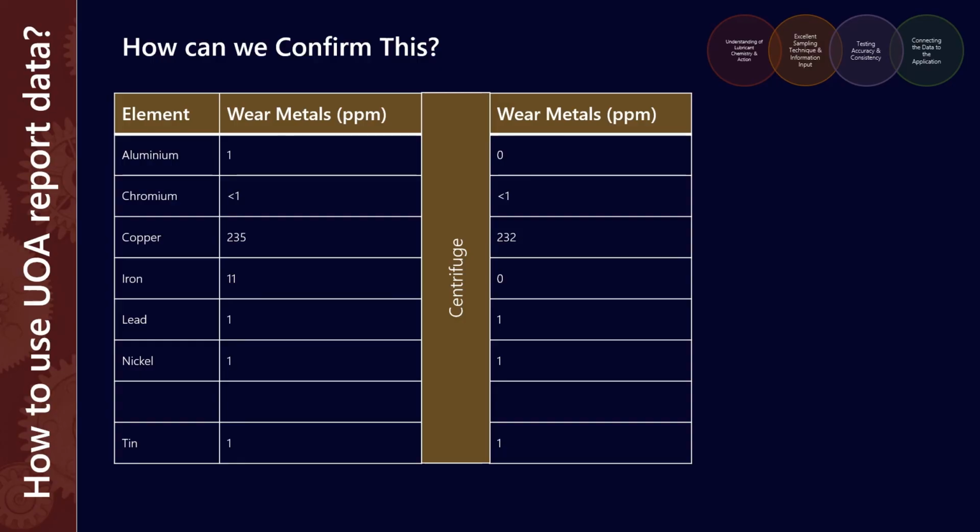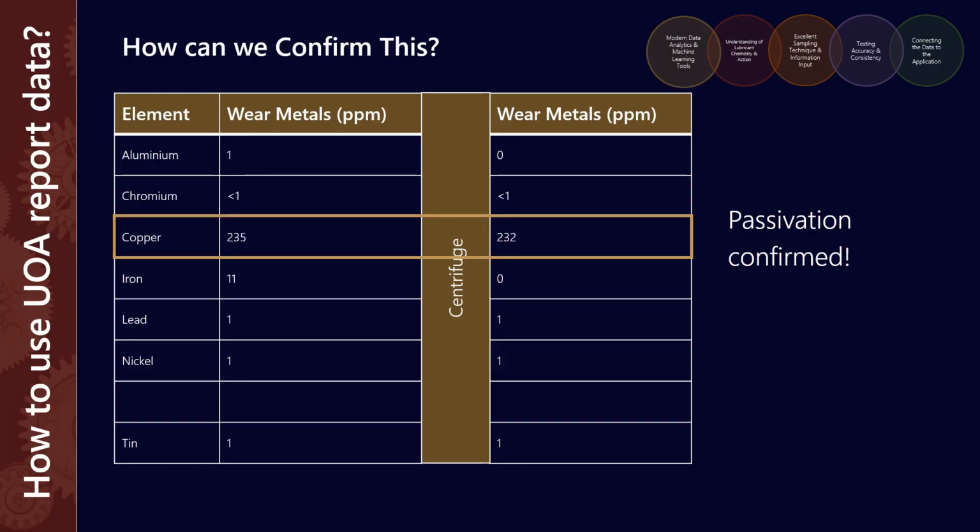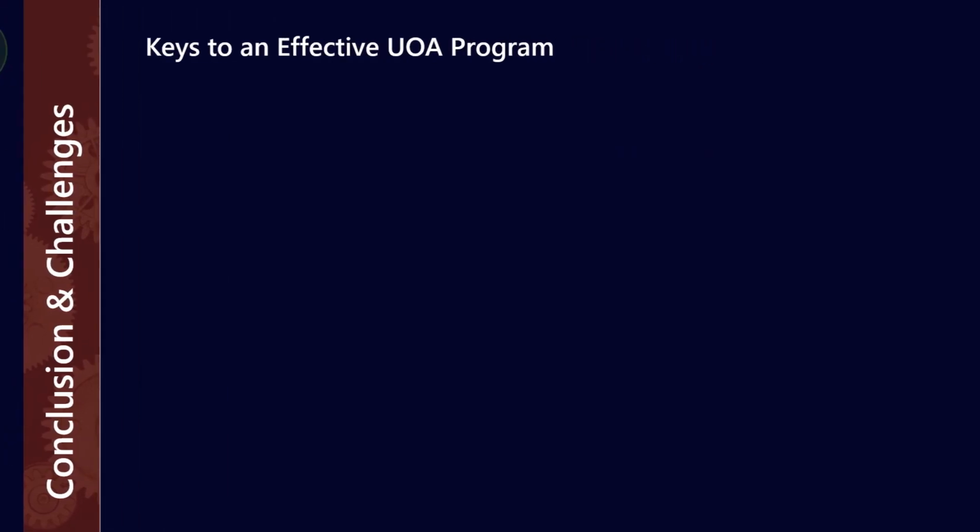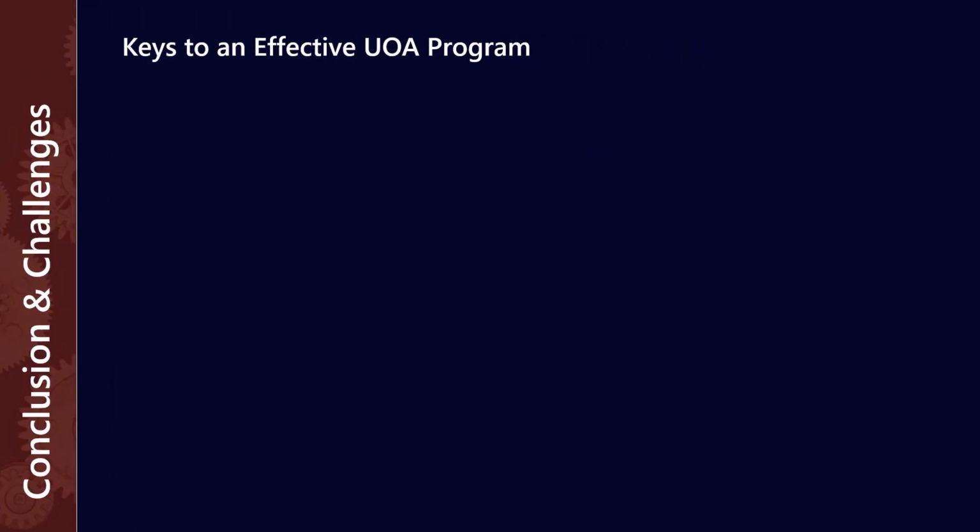So in the real world, we centrifuge the sample and then test it again, and lo and behold, the copper hasn't really dropped all that much. That suggests it's passivating oil coolers rather than bearing wear. The other thing you'll notice on this particular sample is that the iron did drop. Iron went from 11 to 0, and that's because the iron is probably wear metals as opposed to iron in solution. All right, so conclusion and challenges.